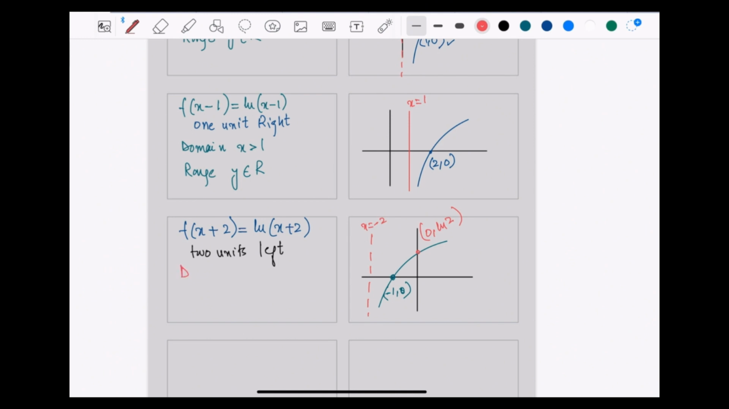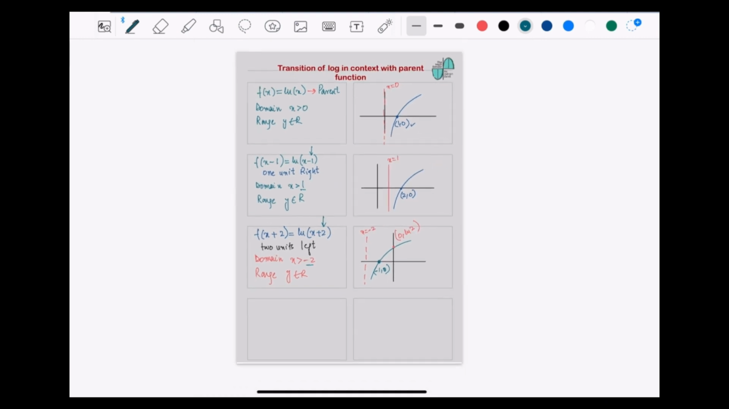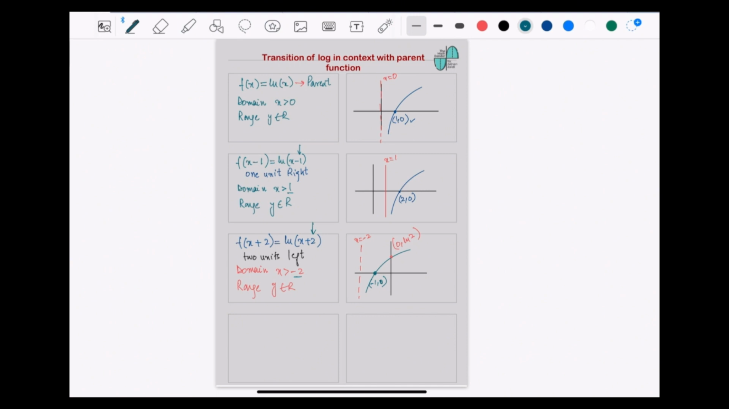Now the domain of this function is x is greater than negative 2, and the range is y belongs to real number. Now note that in all of these domains, this value represents this value, and we'll establish a few more facts related to this.